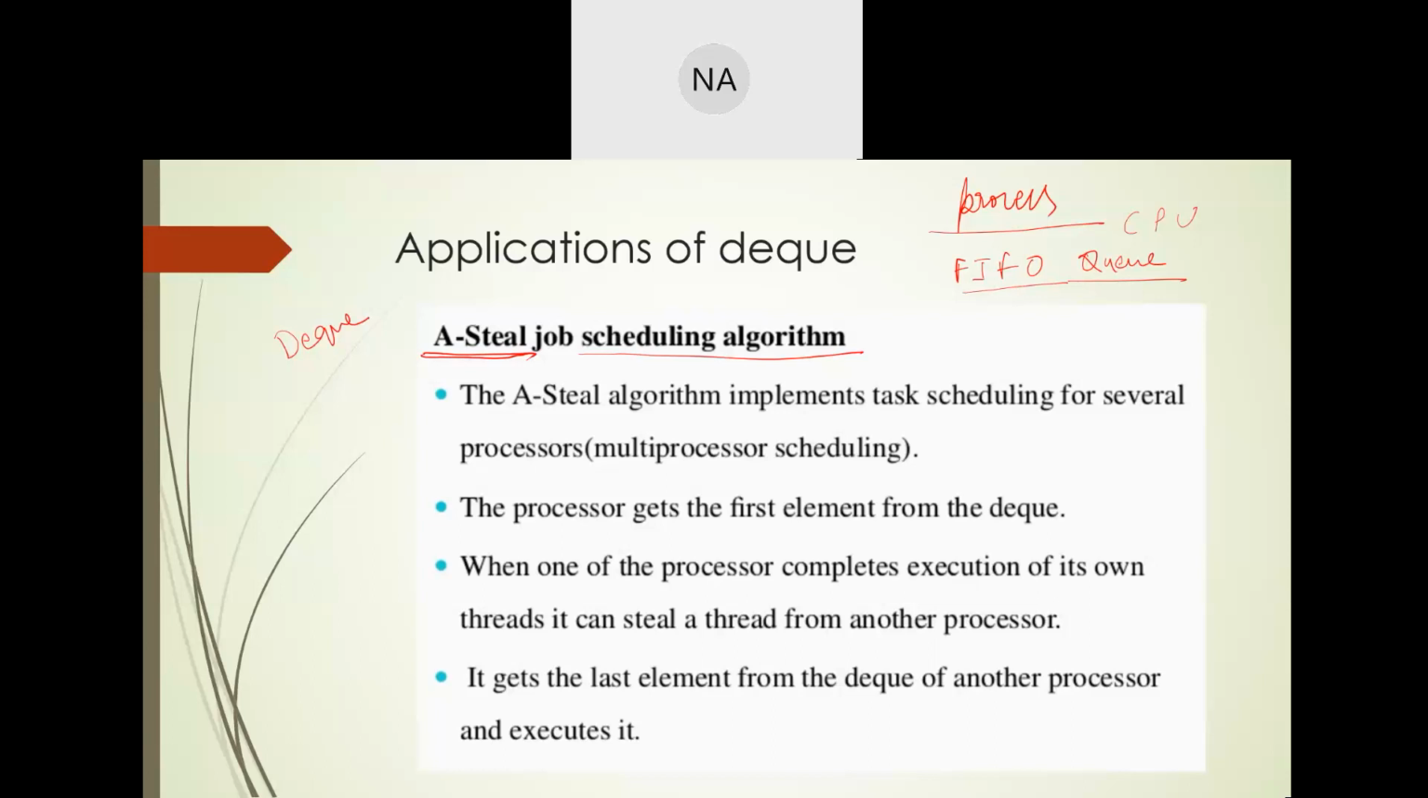In the A steel job scheduling algorithm, the process can be inserted only at one end but deleted at both ends. So the A steel job scheduling algorithm requires an input restricted deck. Insertion takes place only at one end, but deletion can be done at both ends. So what is the A steel job scheduling algorithm? It is used on multiprocessor systems.